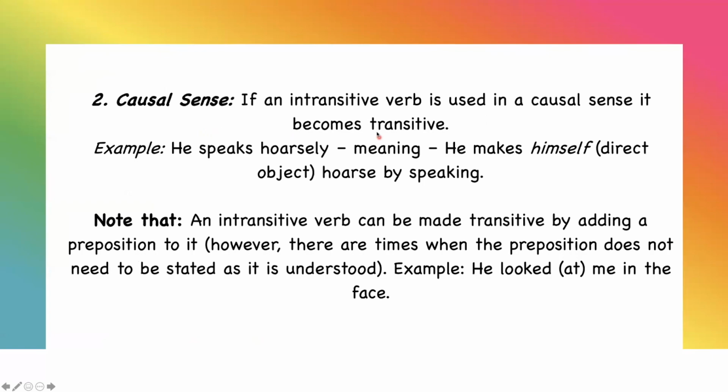Causal sense. If an intransitive verb is used in a causal sense, it becomes transitive. For example, he speaks hoarsely, meaning he makes himself, which is a direct object, hoarse by speaking. Note that an intransitive verb can be made transitive by adding a preposition to it. However, there are times when the preposition doesn't need to be stated as it's understood. For example, he looked me in the face.